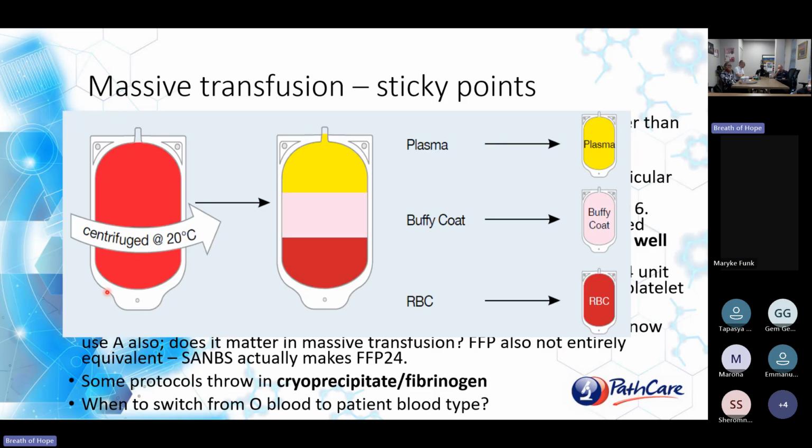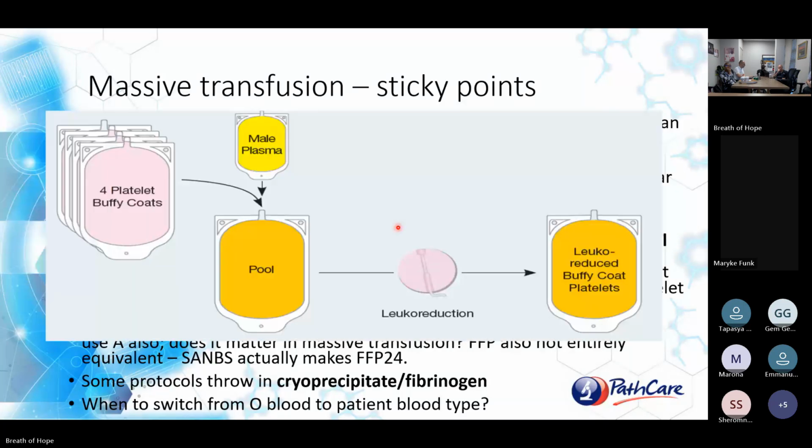You have a patient donating a unit of whole blood. This is spun down into plasma, the buffy coat, and the red blood cells. The buffy coat is where all the platelets are. We then combine the buffy coats. This picture is from, I think, the Canadian Blood Service. They follow the European standard of 4 platelet buffy coats. They mix it with some plasma or platelet additive solution and make it a pooled unit.